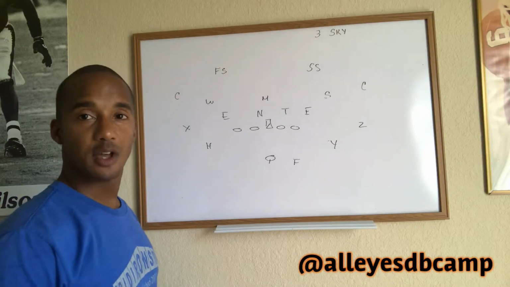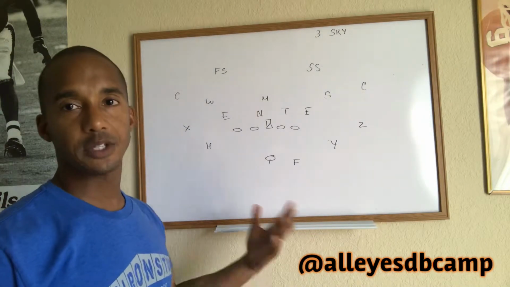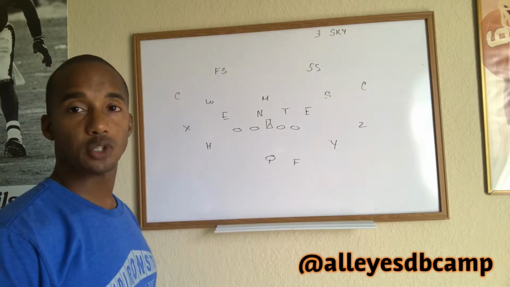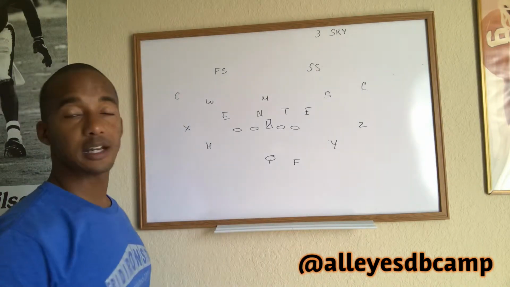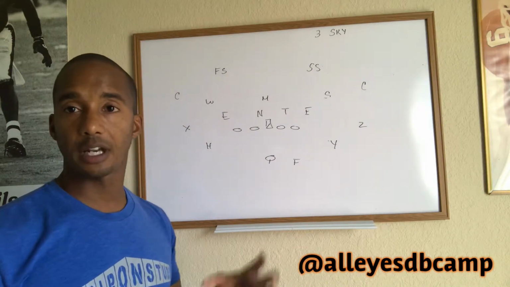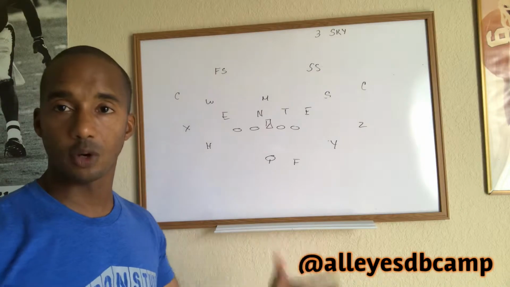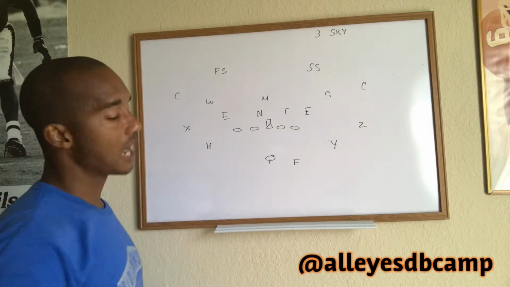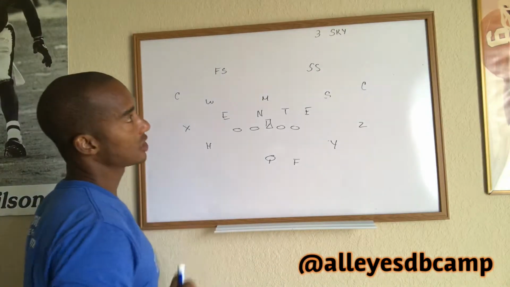That means now the safety is going to be the one that comes down on the strong side, as opposed to the corner sitting in the flat when we had 3 cloud. Cloud starting with a C, C for corner. All right, so 3 sky. Let's talk about what that's going to look like.